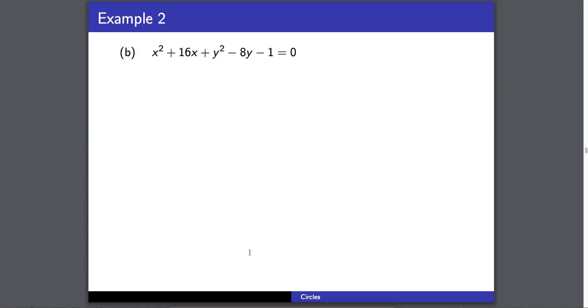All right, part B: x² + 16x + y² − 8y − 1 = 0. So first step, let's add the 1 to both sides. We get x² + 16x + y² − 8y = 1. For x² + 16x, our vertex is (−8, −64).